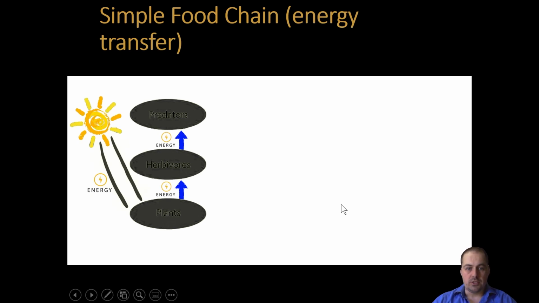So the sun provides all of the energy for primary producers, and this includes plants, algae, cyanobacteria, etc. And by undergoing photosynthesis, these organisms produce sugars, which, when broken down, release energy. So when primary consumers like herbivores eat plants, they obtain some energy, and when secondary consumers like carnivores or predators consume herbivores, they obtain some energy.